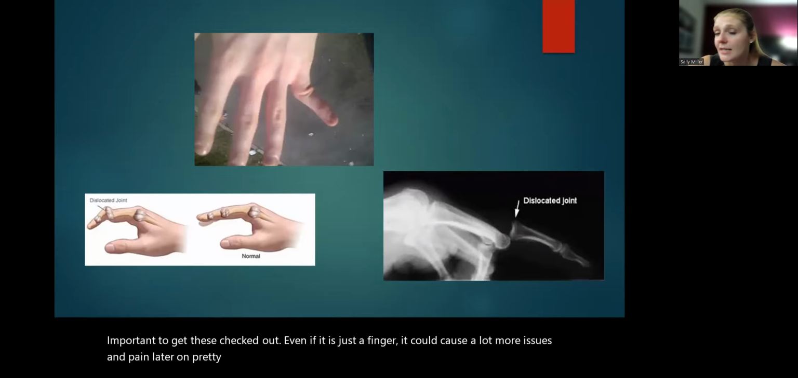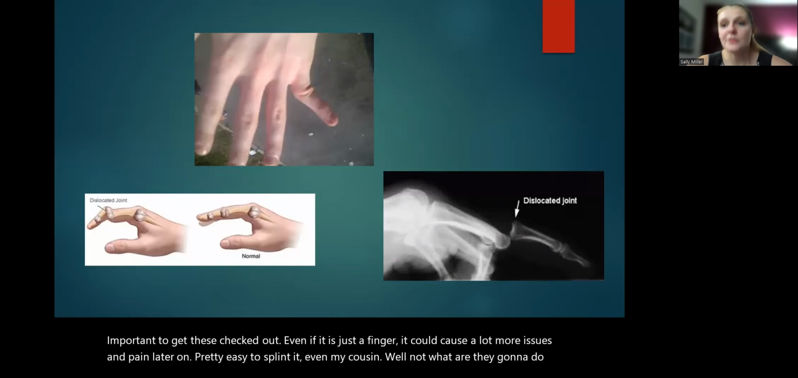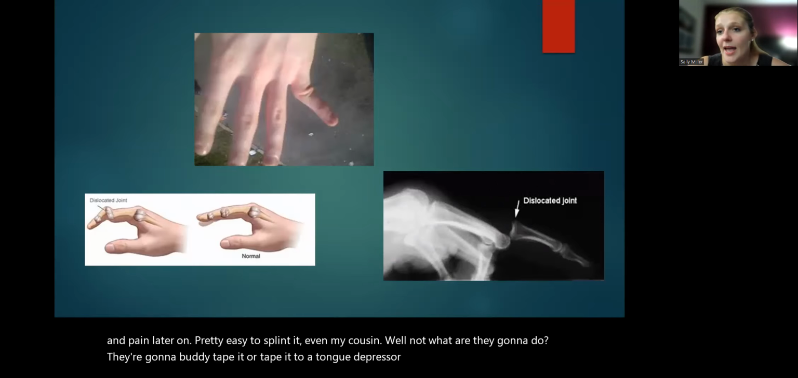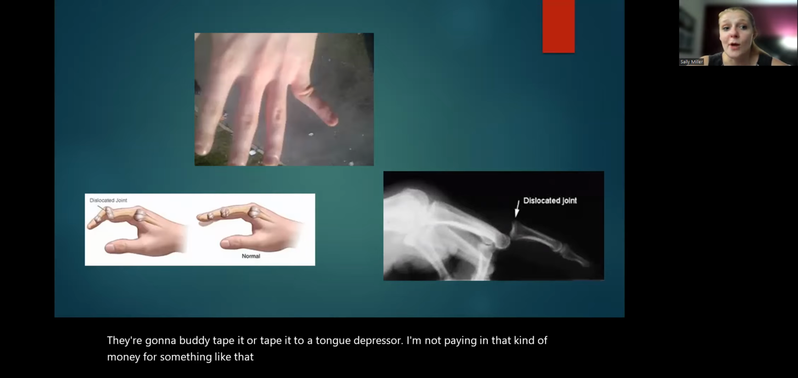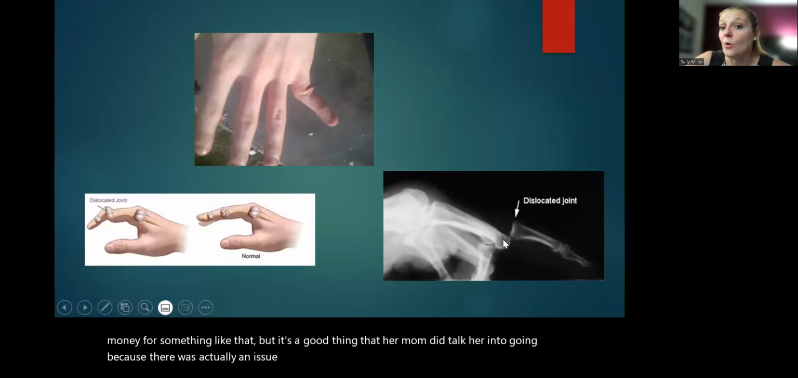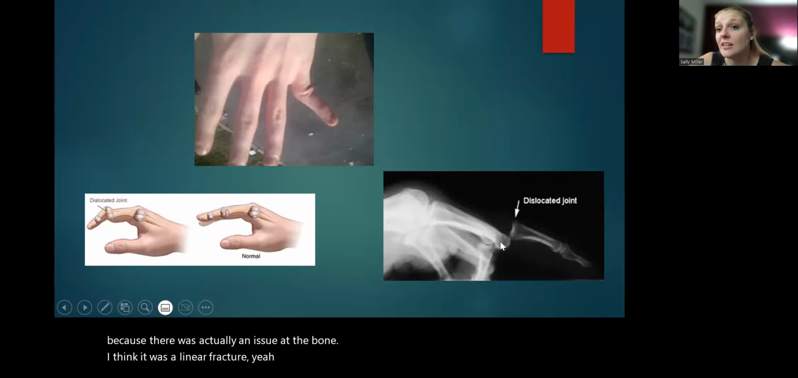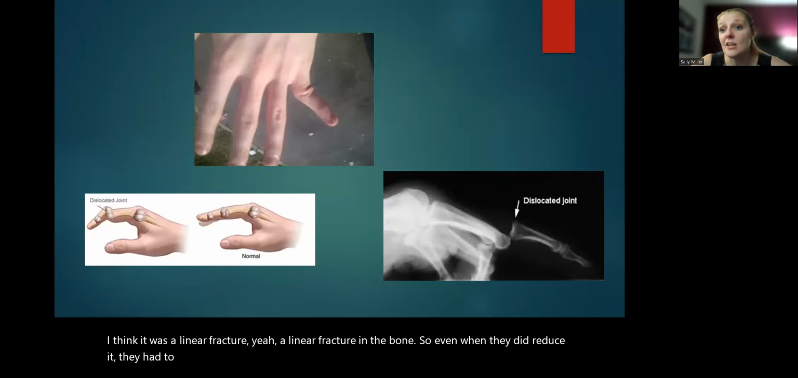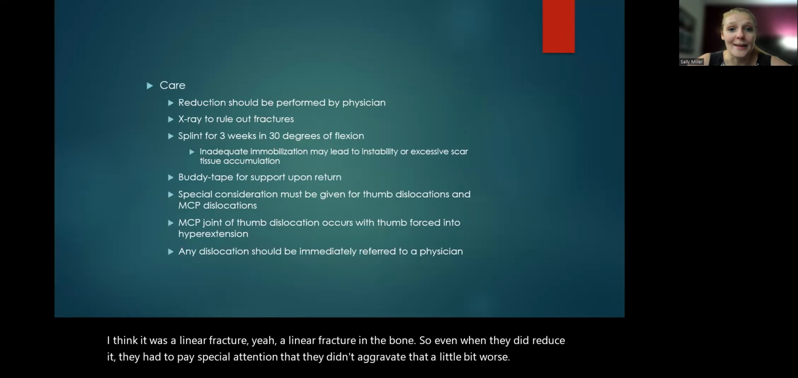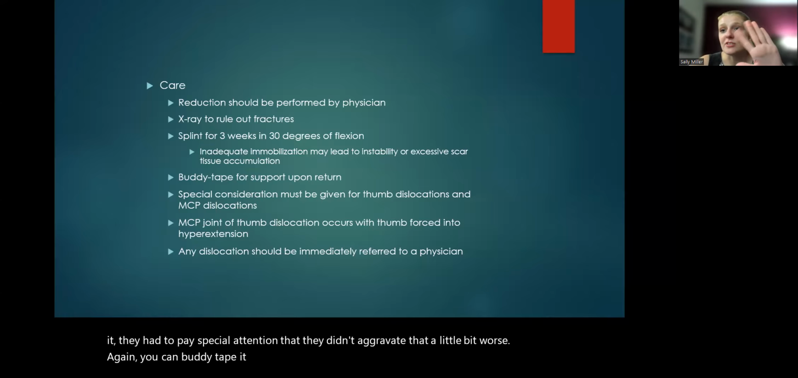Pretty easy to splint it. Even my cousin said, well, what are they going to do? They're going to buddy tape it or tape it to a tongue depressor. I'm not paying that kind of ER money for something like that. But it's a good thing that her mom did talk her into going, because there was actually an issue at the bone. I think it was a linear fracture. Yeah, a linear fracture in the bone. So even when they did reduce it, they had to pay special attention that they didn't aggravate that a little bit worse. Again, you can buddy tape it just for a little bit of extra support.